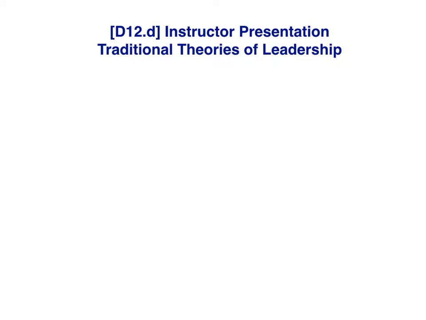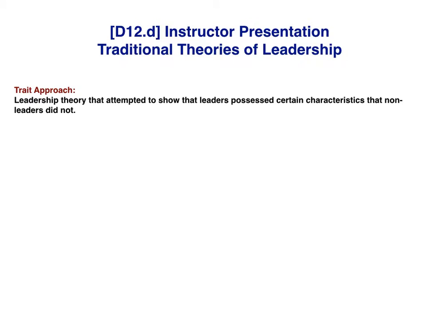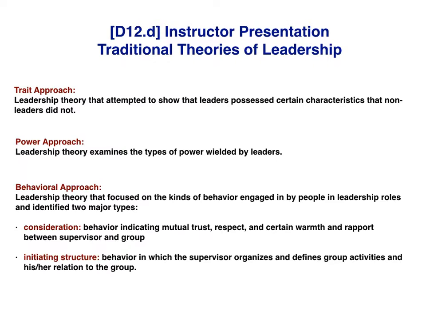We're going to discuss three different traditional theories of leadership. The first one we'll talk about is the trait approach, which is a leadership theory that attempted to show that leaders possess certain characteristics that non-leaders did not. Second is the power approach, and this is leadership theory which examines the types of power wielded by leaders. And third, the behavioral approach, leadership theory that focused on the kinds of behavior engaged in by people in leadership roles and identified two major types.